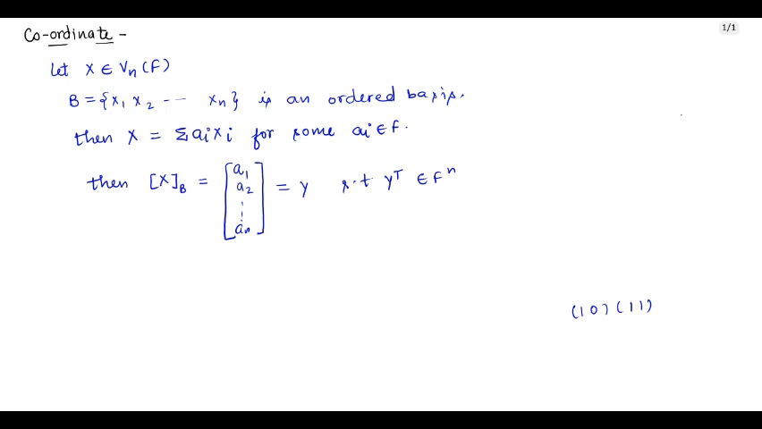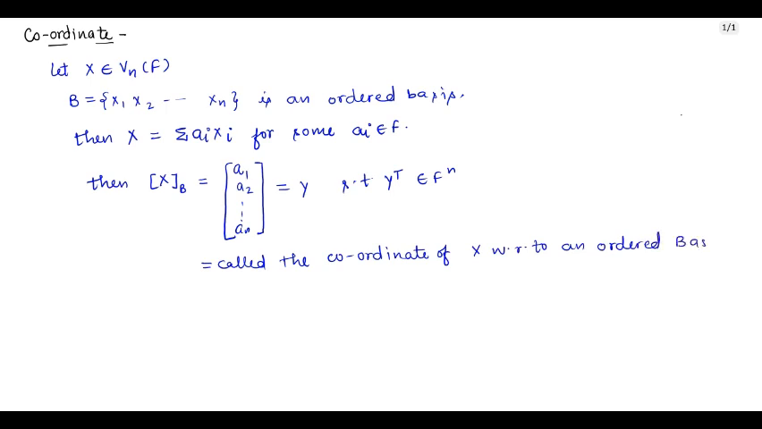So this vector is called the coordinate of x with respect to a particular ordered basis B, right?